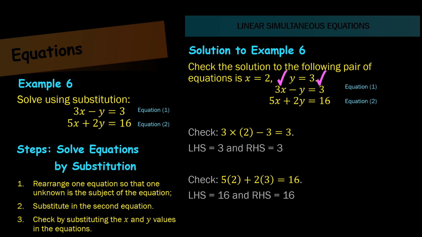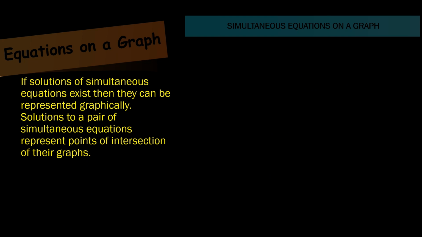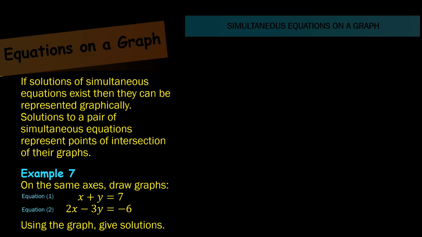If solutions of simultaneous equations exist, then they can be represented graphically. Solutions to a pair of simultaneous equations represent points of intersection of their graphs. Let's take a look at an example. On the same axes, draw the graphs x plus y equals 7 and 2x minus 3y equals minus 6. Using the graph, give the solutions. Pause the video and have a go. Press play when you're ready to view the solutions.